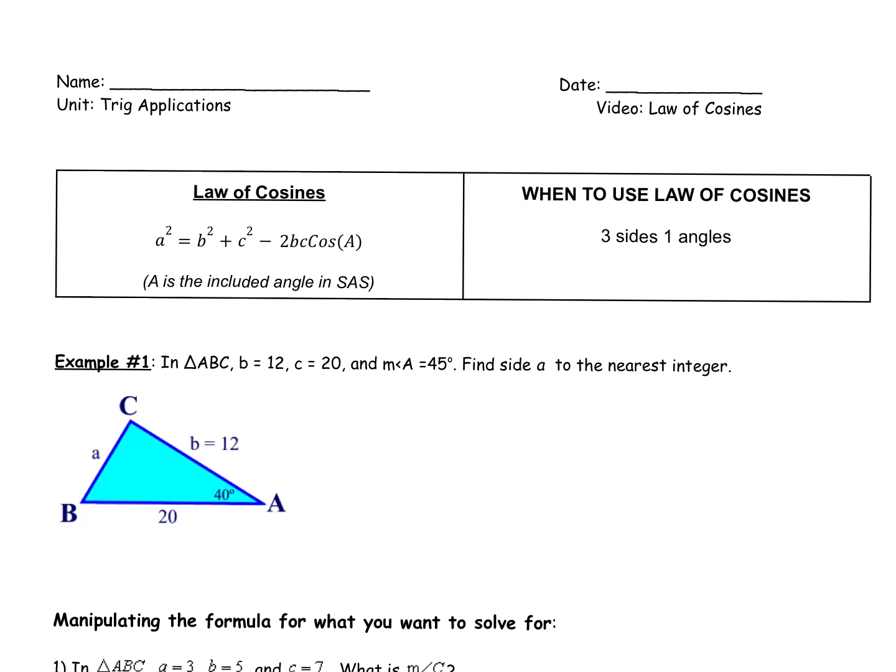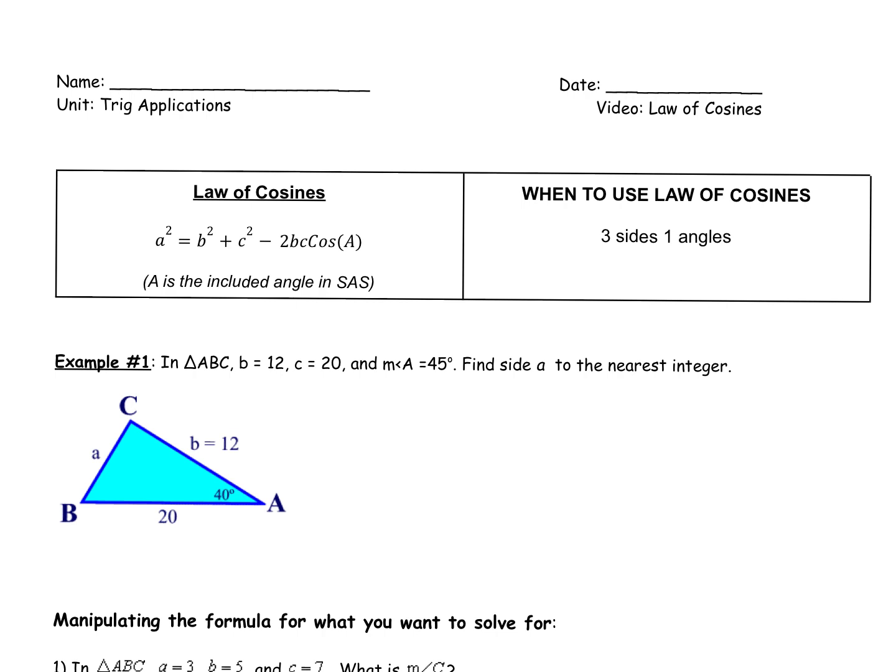Hi everyone. In today's lesson, we're going to talk about a concept called Law of Cosines. Law of Cosines allows us to find angles and sides of a triangle, more specifically though, when the problem includes three sides and one angle. Here's the formula that we're going to use.